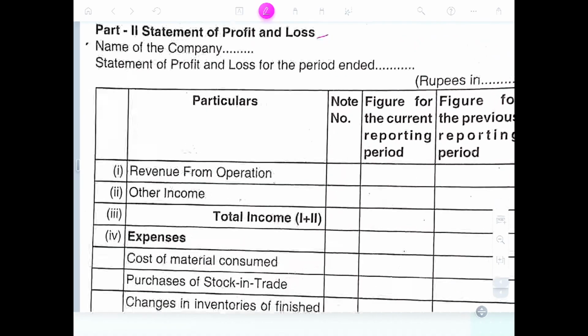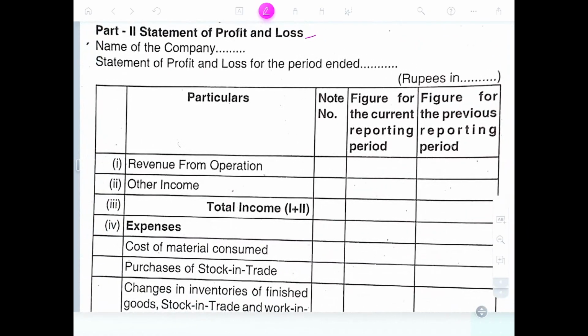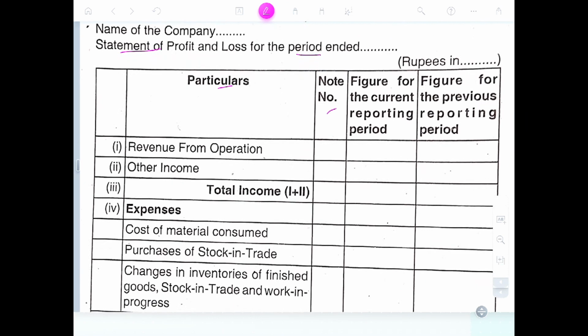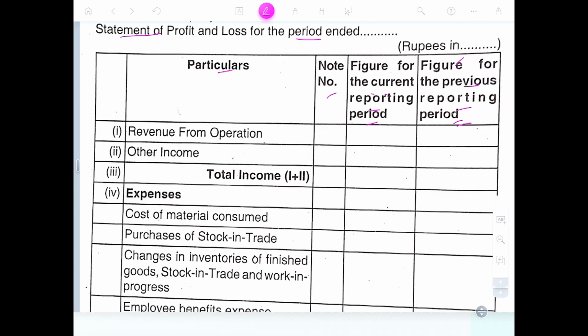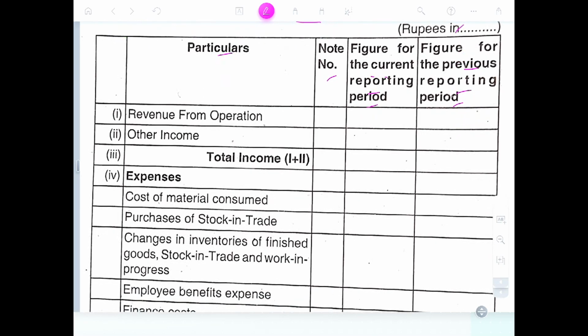Statement of profit and loss account. Statement of profit and loss for the period ended. Particulars, note, figures of the current reporting period, figures of the previous reporting period, rupees in thousands, lakhs, millions, crores.